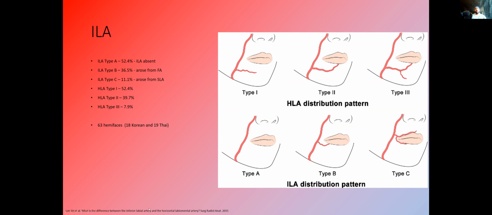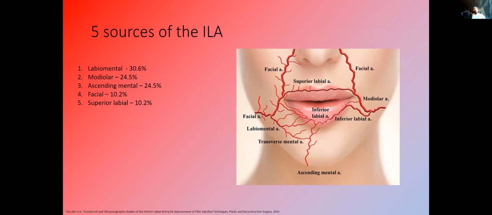And in the same study, they had 63 faces, or hemifaces, and it's quite surprising actually. The type A was most prevalent. So in just over half of their cases, 52% of their cases, from 63 faces, there was no inferior labia artery. Okay, so just some very interesting facts there.